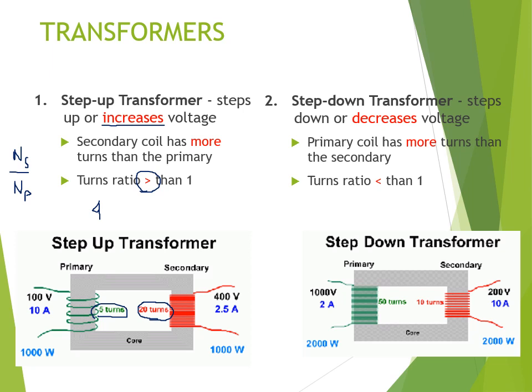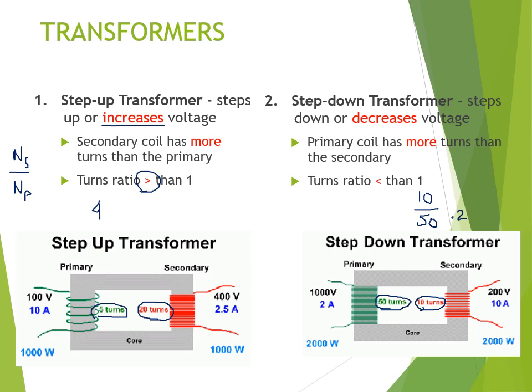In the step-down transformer, it's going to step down or decrease voltage. The primary coil has more turns, and in this case it has 50 turns compared to 10 on the secondary side, and the turns ratio is less than 1. So again, using the turns ratio formula, we would take 10 divided by 50 in this case, and we would get a value of 0.2, and that is less than 1.